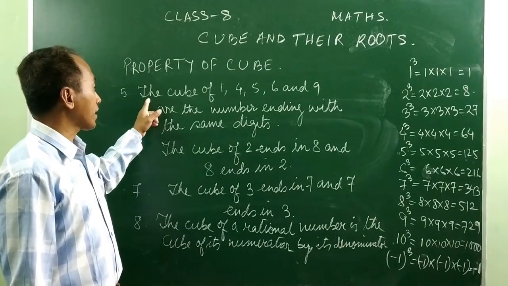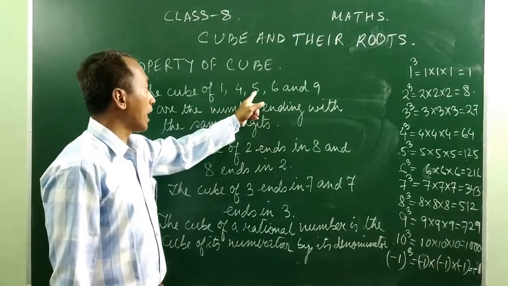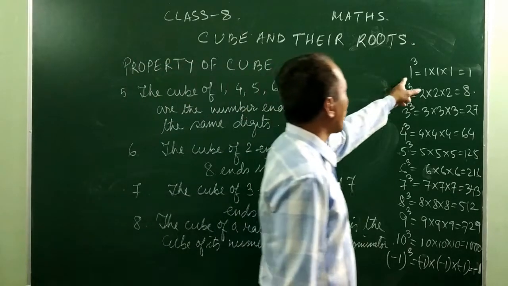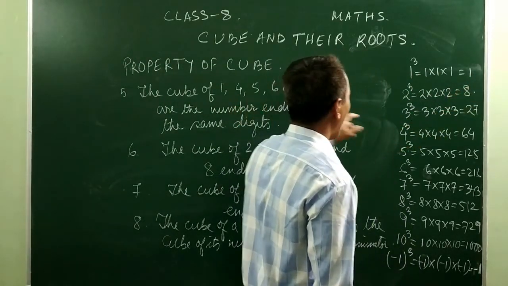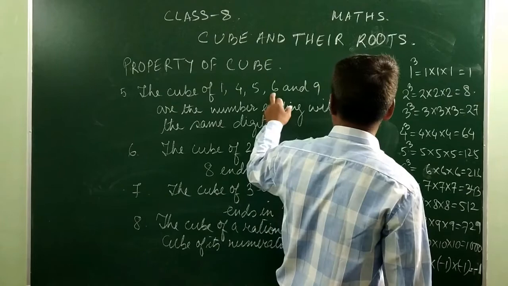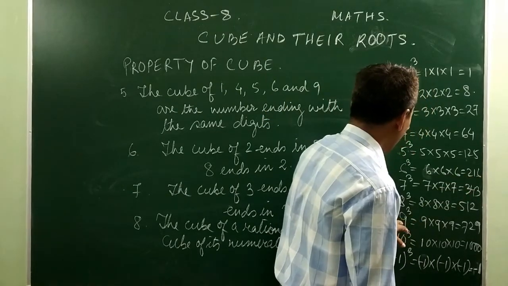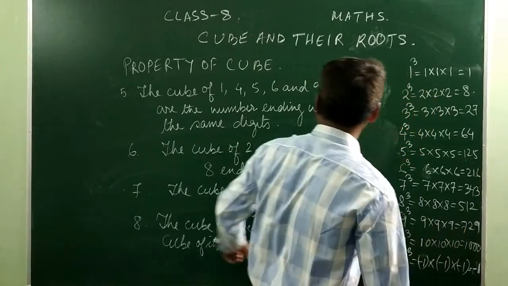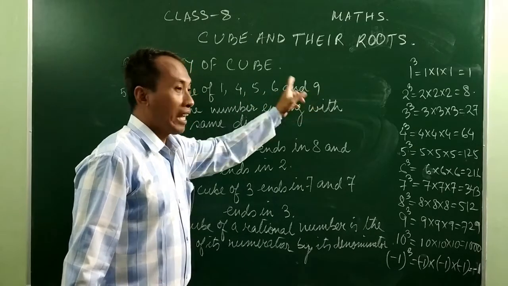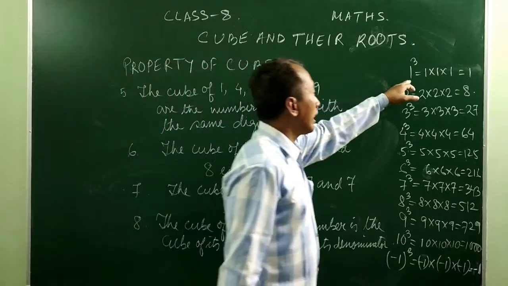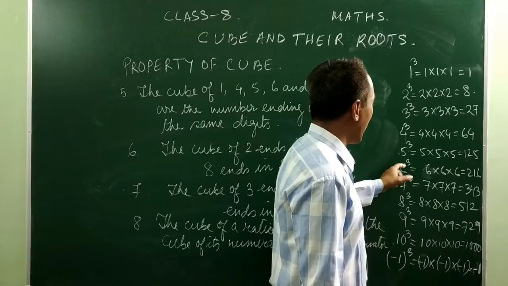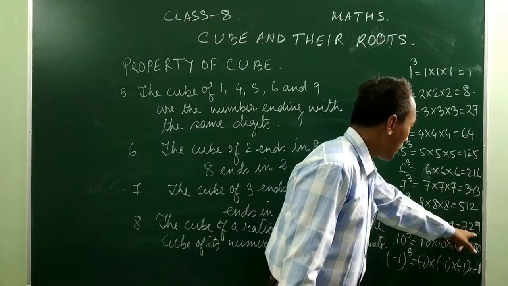The next property is that the cubes of numbers ending with 1, 4, 5, 6 and 9 end with the same digit. For example, 1 cube ends with 1. 4 cube ends with 4. 5 cube ends with 5. 6 cube ends with 6. 9 cube ends with 9. Once again I repeat, the cube of numbers ending in 1, 4, 5, 6 and 9 ends with the same digit: 1 ends with 1, 4 ends with 4, 6 ends with 6, 9 ends with 9.